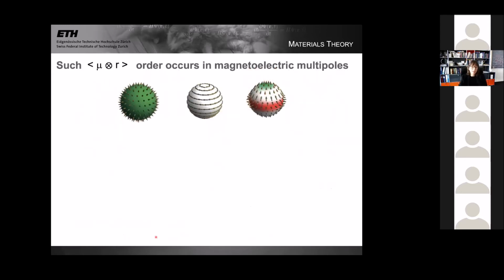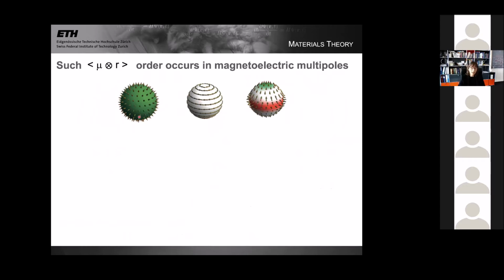And such a non-zero product between magnetic dipole and electric dipole occurs in what are called the magnetoelectric multipoles. Let me first show you them, and then I'll formalize them afterwards. A magnetoelectric multipole has a magnetization texture that can look like any of these blobs here. It could be like a hedgehog, like a swirl, like a toroidal moment, or like a quadrupole.